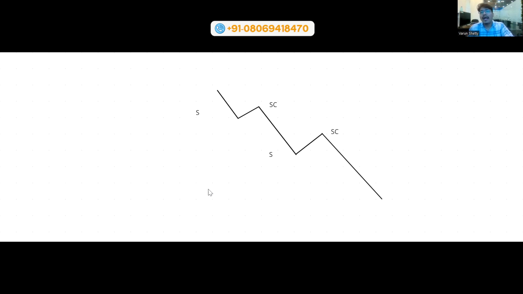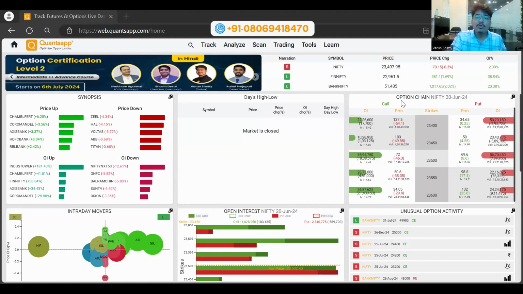Now, how to actually see whether the build-up is actually following a trend or not. So it is quite simple. You can just go to Quantsapp for that. So I'll just share the screen of Quantsapp now. So I have explained the concept. Now I'm sure that you guys understand the concept. But where do you look at this data? How to actually see this data? How to actually understand what is going on in terms of build-up?